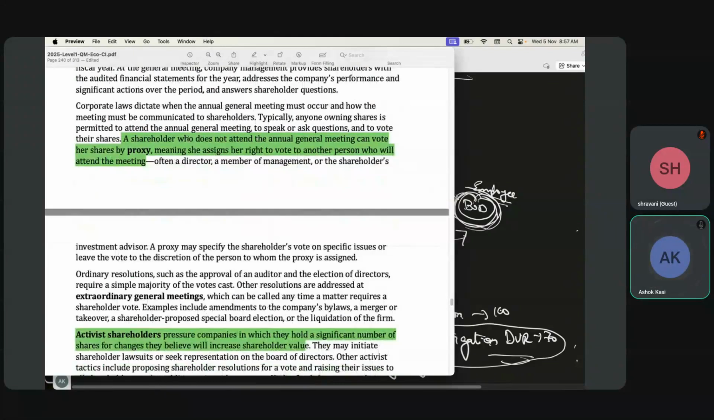Proxy means you are appointing somebody else to vote on your behalf. That is called proxy. When you cannot vote directly because you are traveling or whatever reasons, you appoint somebody else. Or otherwise, you can appoint somebody else because you don't want to think about whom to vote for. You will have somebody else who will think and decide whom to vote for. That is proxy.